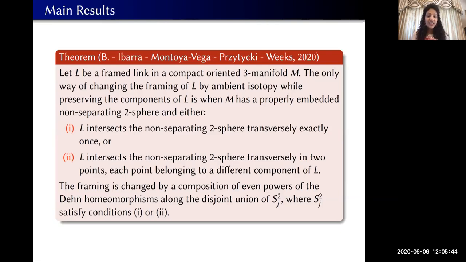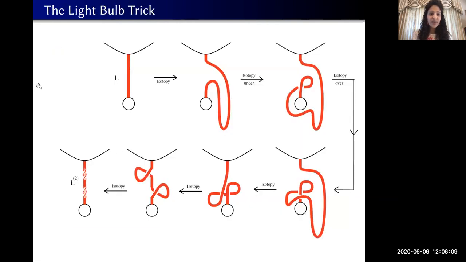The framing change is given by a composition of even powers of the Dehn homeomorphisms along the disjoint union of these non-separating two spheres which satisfy these two conditions. And the framing change is given by the Dirac trick or the light bulb trick. So in the first case, where the non-separating two sphere is intersected once by the framed link, we have the usual Dirac trick or light bulb trick.